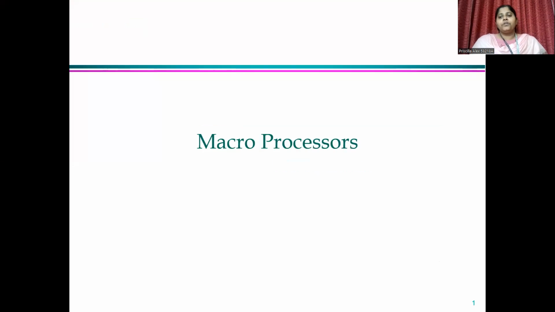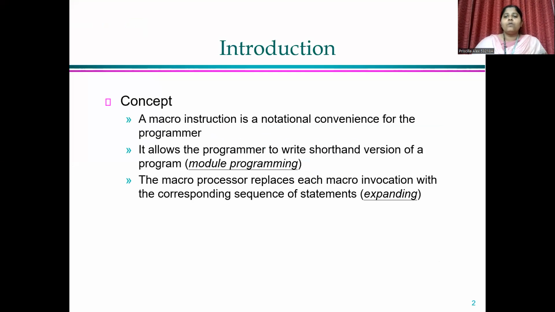Yes. Today we are going to see the simulation of the macro processor. So normally, what is a macro? If we are supposed to write a lengthy code, instead we define a macro so that the lines of code will be fewer when compared with the expanded version. Okay.